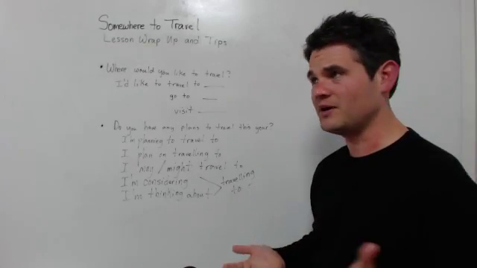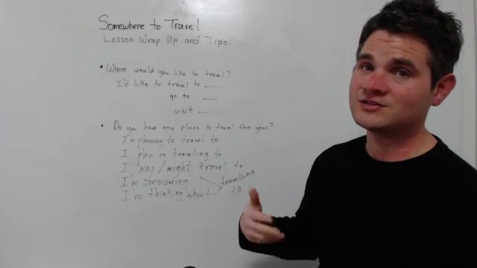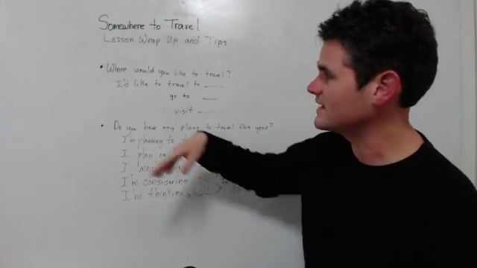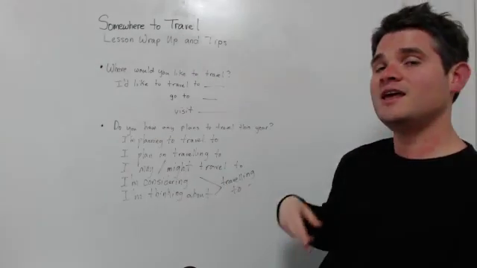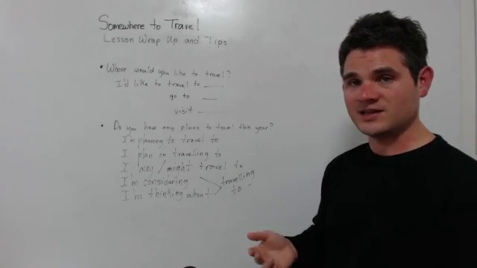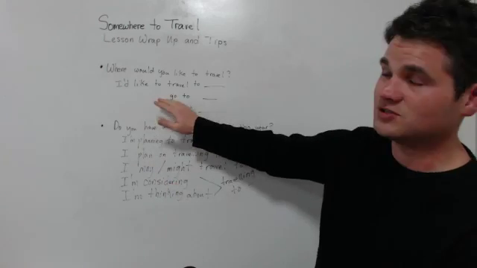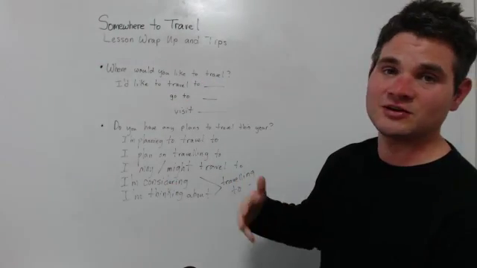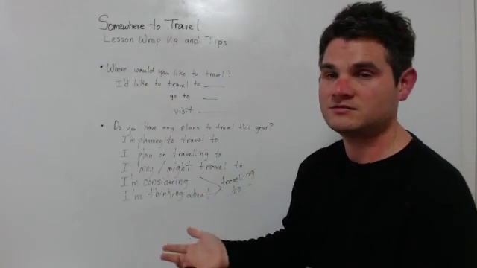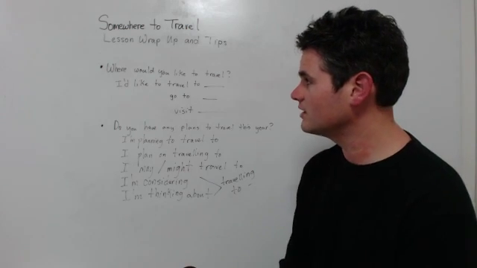First are different ways you can answer where would you like to travel? Of course, we can say I'd like to travel to, and then you can give your destination. That's probably going to be the most common answer. You can also use go to. I'd like to go to Canada. I'd like to go to New York.